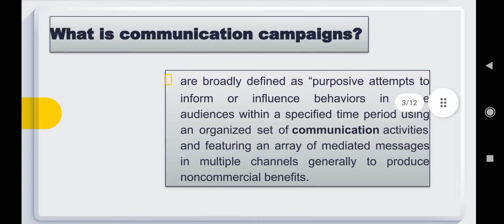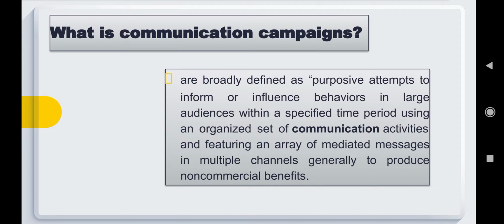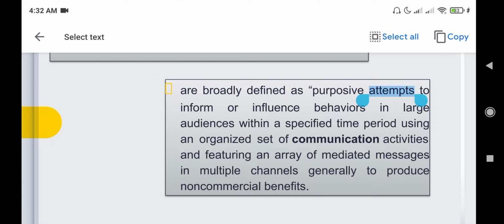So, what are communication campaigns? Communication campaigns are broadly defined as purposive attempts to inform or influence behavior in large audiences within a specified time period, using an organized set of communication activities and featuring an array of mediated messages in multiple channels, generally to produce non-commercial benefits. A communication campaign is a way to communicate with large audiences, and the best examples are political campaigns that we can see on TV and information campaigns about health or the environment.